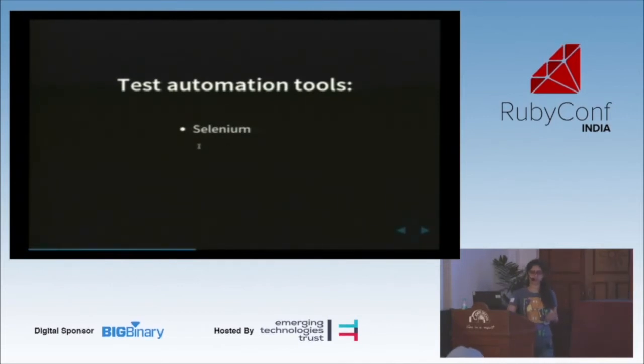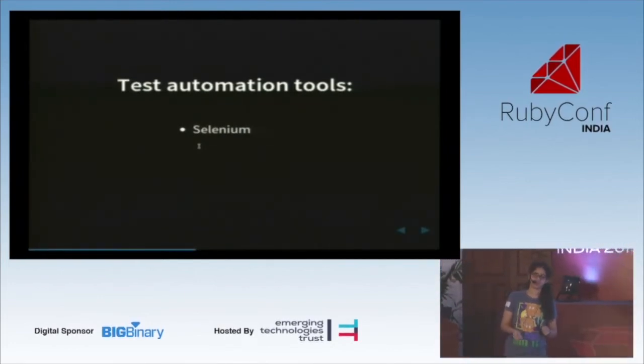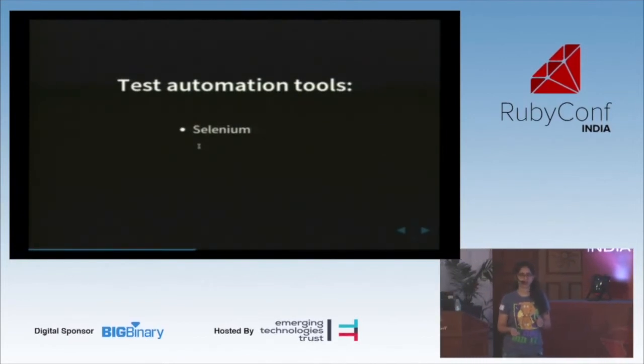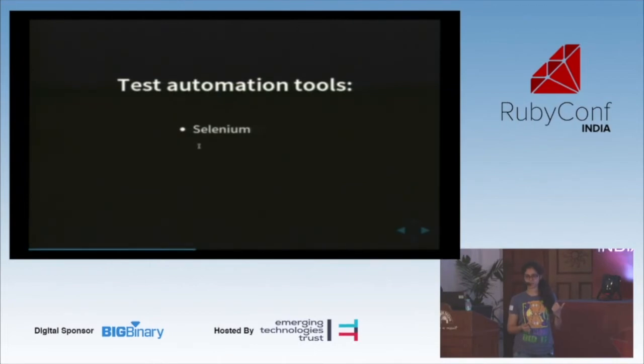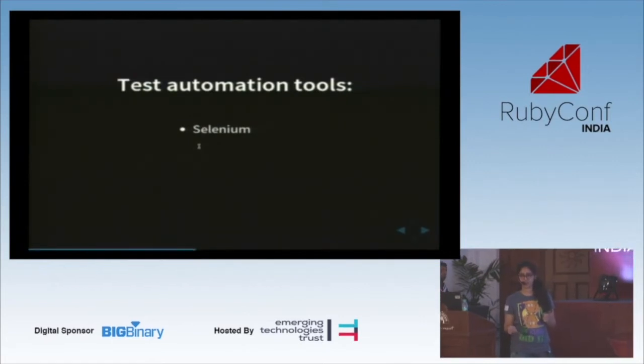Test automation tools. Selenium is the most widely used tool for automation. It's an open source tool you can use to interact with the elements in the web page. It automates the browsers by loading them and performing some user actions on them.